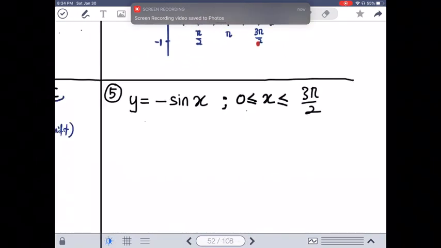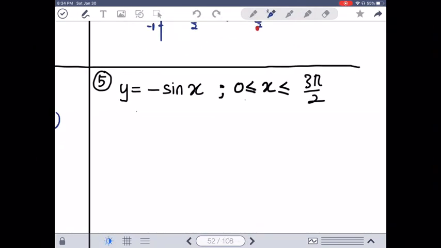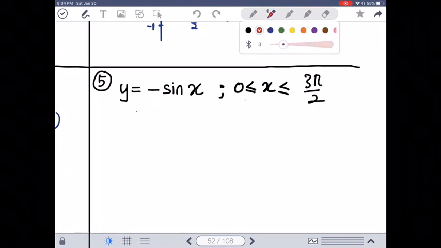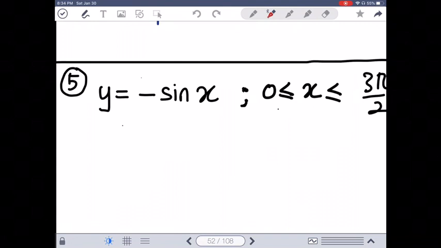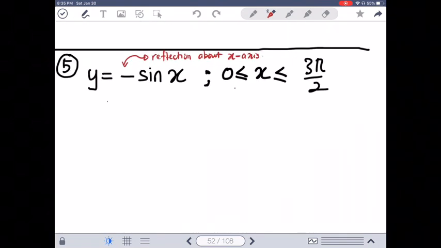Let's have a look at the next example, which is y equals negative sine x. When you have a negative sign, it refers to reflection about the x-axis. It means that you need to reflect top to bottom, bottom to top, as if the x-axis is the mirror. Okay, so let's have a look at this example again.